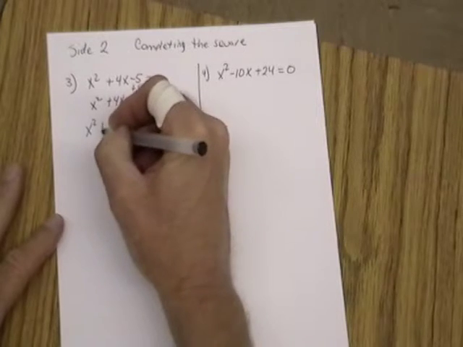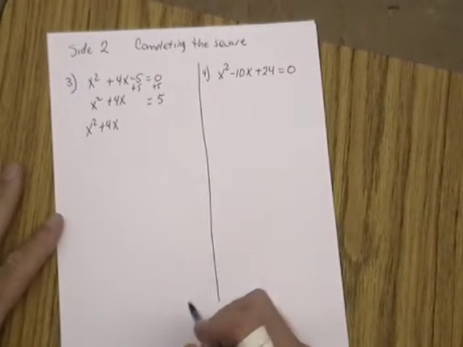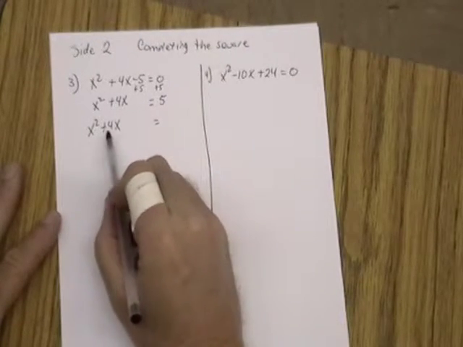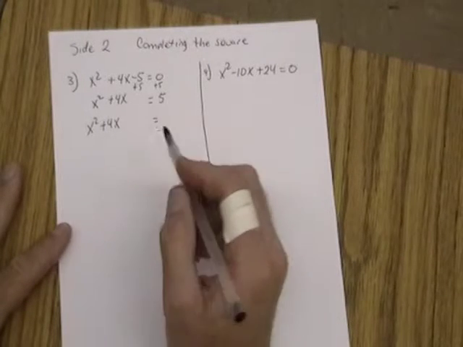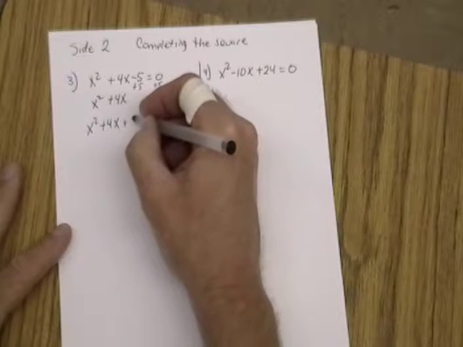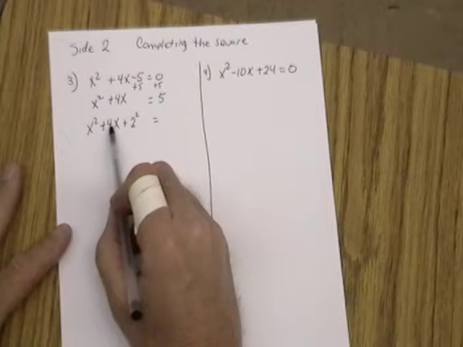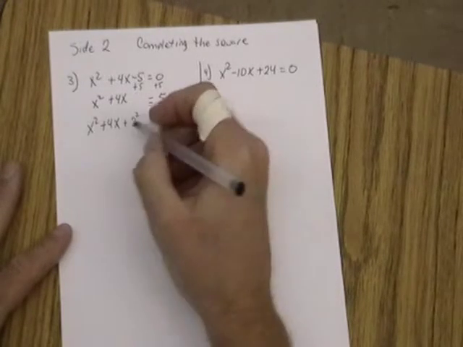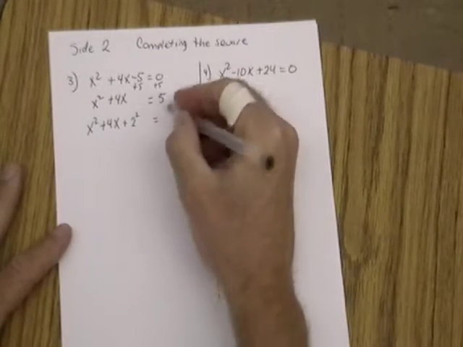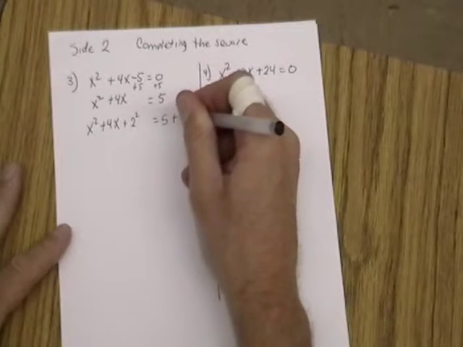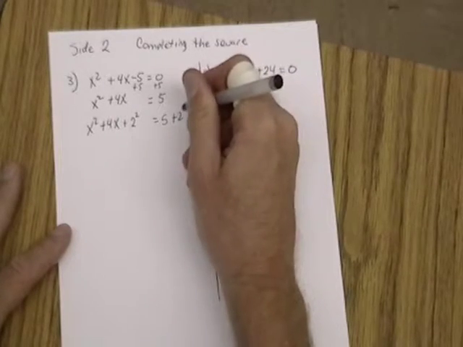Now in completing the square, we want to take the b term, or the x term, and we're going to cut that in half, and that is going to be squared. So we're going to cut the 4 in half, and then that 2 is going to be squared. But what we do to one side, we have to do to the other. So if we add 2 squared here, we've got to add 2 squared here. It keeps both sides balanced.